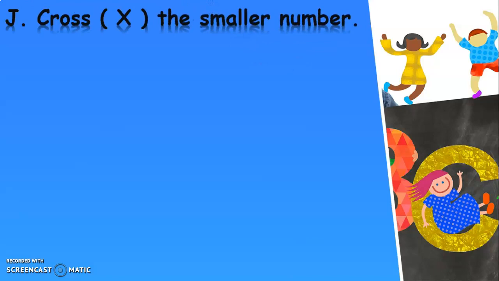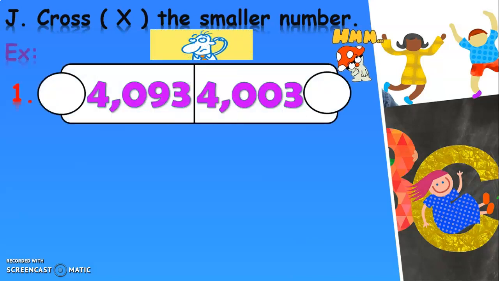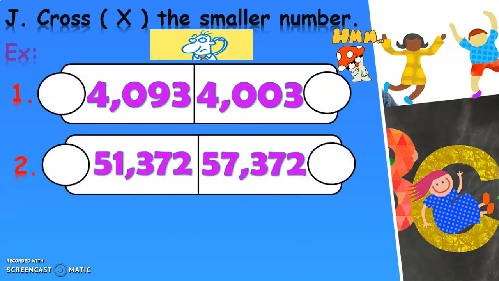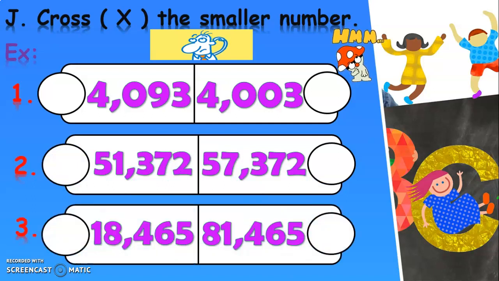This time you are doing letter J. Here you have to put a cross for the smaller number. Again, we will compare numbers and find which one is the smaller one. So think of your answer for number 1, and then for number 2, and then answer number 3. Try to think of your answer. Now let's see what the correct answers are.